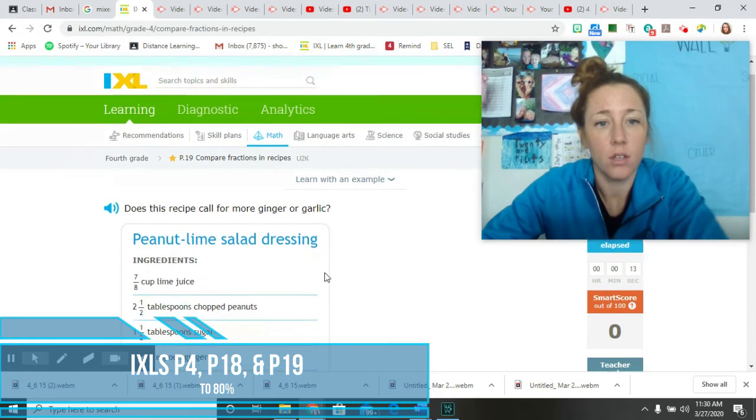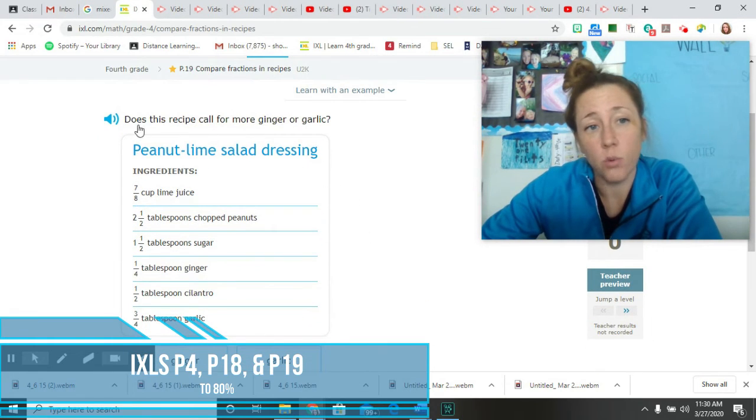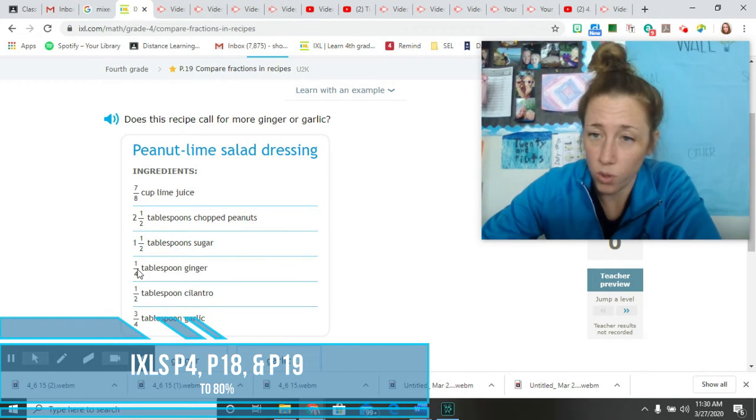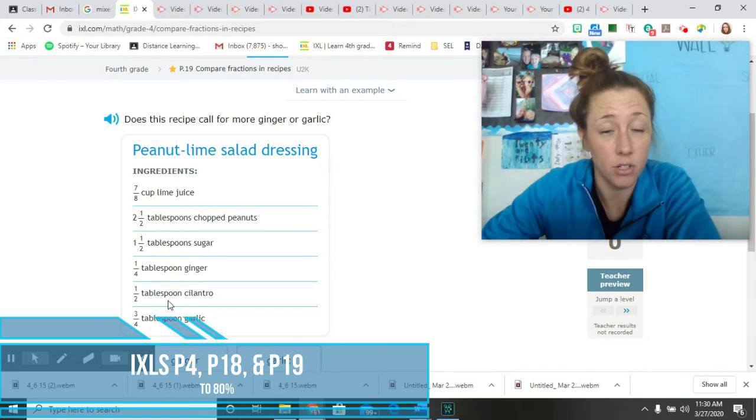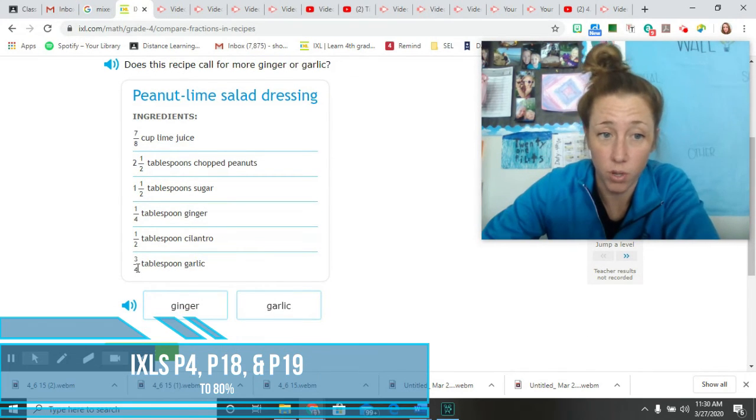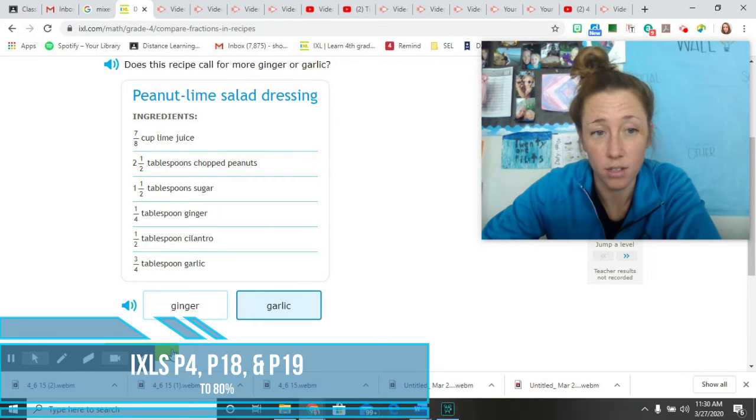Okay. So just look at the recipe. This question says, does this recipe call for more ginger or garlic? So I'm going to go to the ginger, 1/4. I'm going to go to the garlic, it's 3/4. They have the same denominator, so I know if I have 3 out of 4, that's more than 1 out of 4, so I'm going to pick garlic.